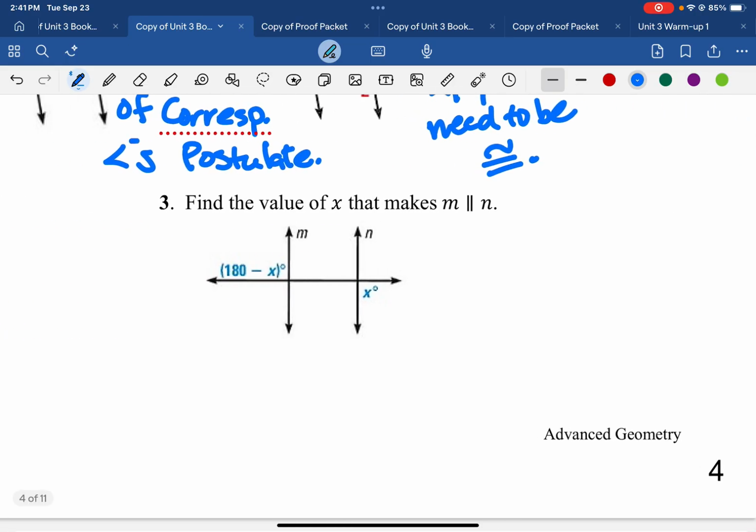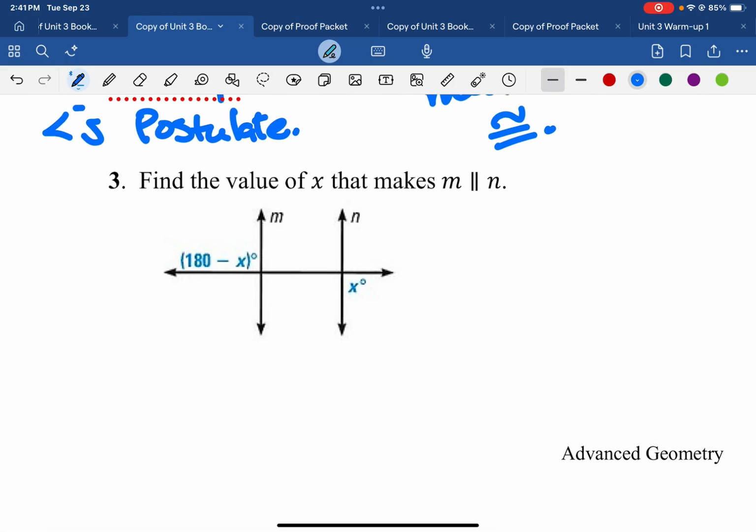All right, number 3. Again, find the value of x that makes M parallel to N. So look at the two given angles. We know this is x, this is 180 minus x. What kind of angles are we looking at? They're on opposite sides of the transversal, and they're both on the outside of the parallel lines. So these are alternate exterior. And in order for the lines to be parallel, they should be congruent or equal.